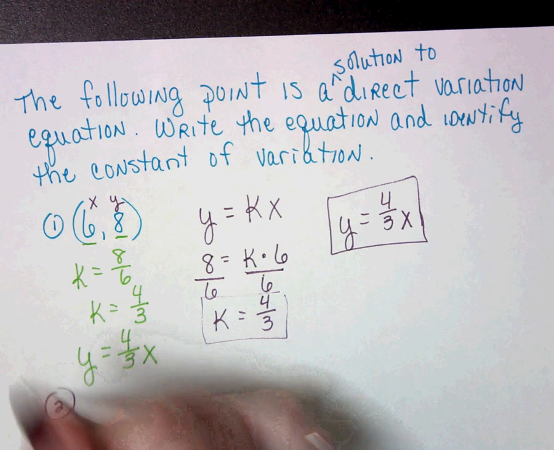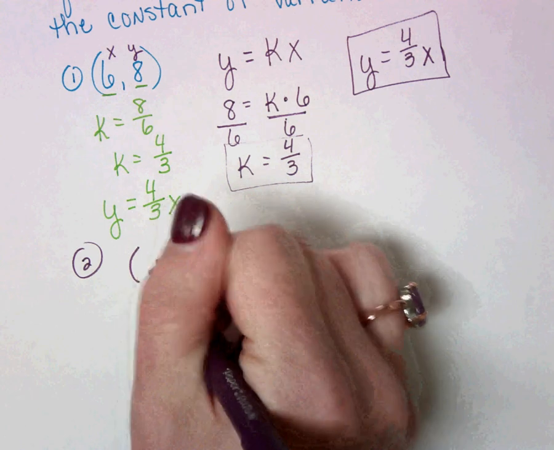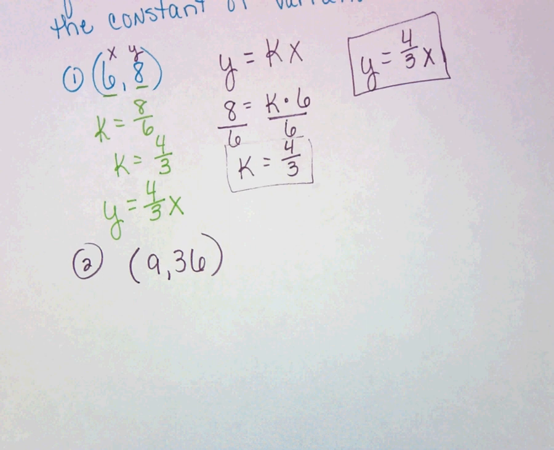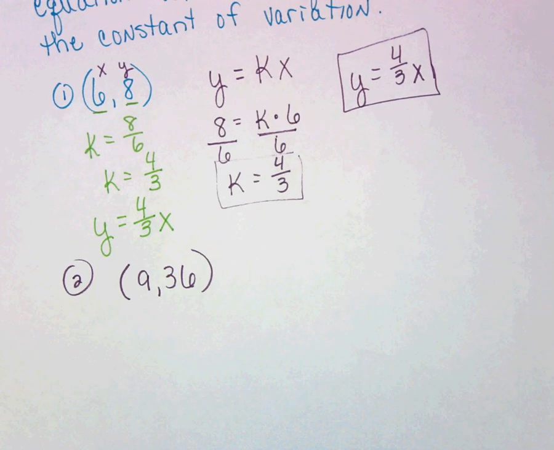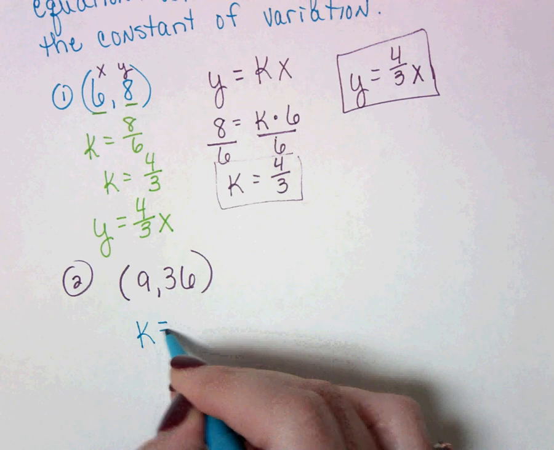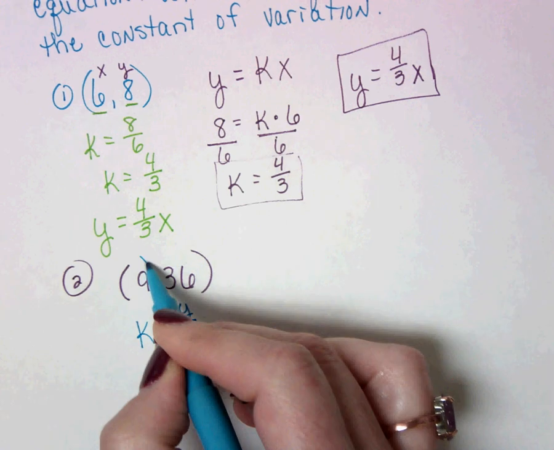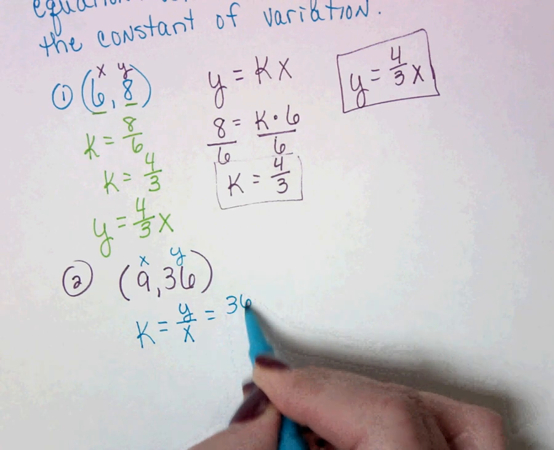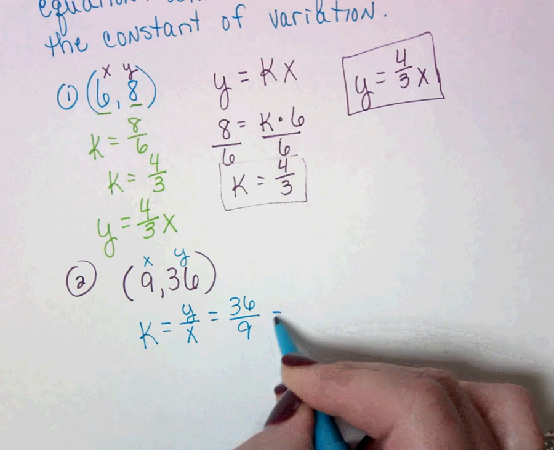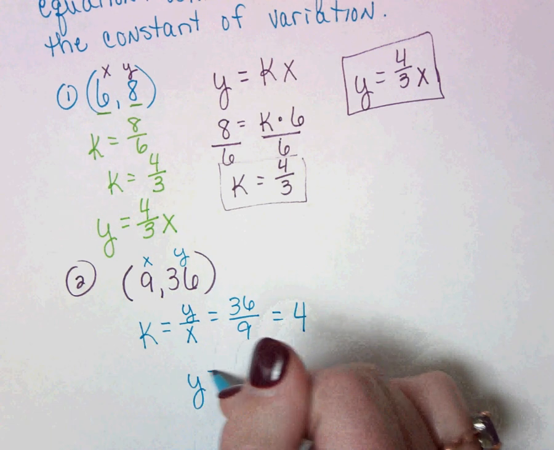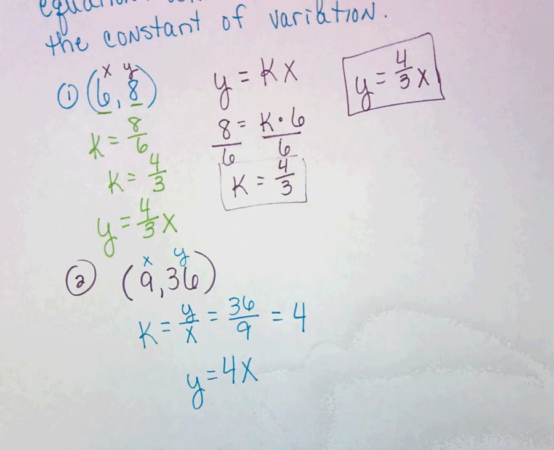Okay, here's another one. If I give you the point (9, 36) and I tell you that it's a solution to a direct variation equation, what's the constant of variation? And write the equation. So again, the quick, easy way, if we remember that our constant of variation is simply y over x, I can take my y and put it over my x, and I see very quickly that my constant of variation is 4. And so therefore our equation would be y equals 4x.